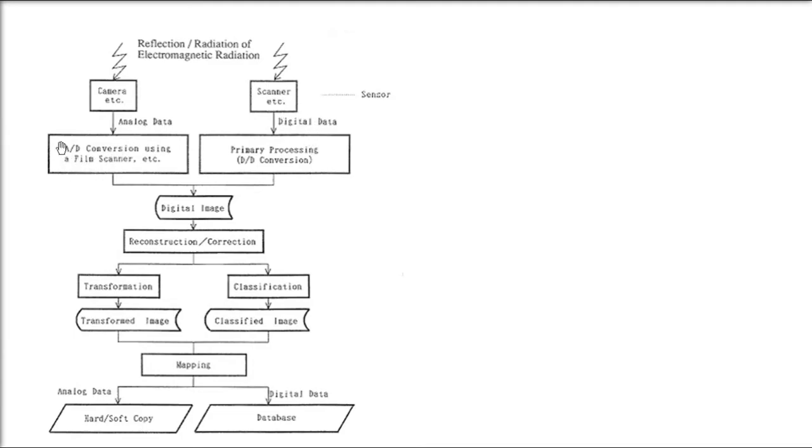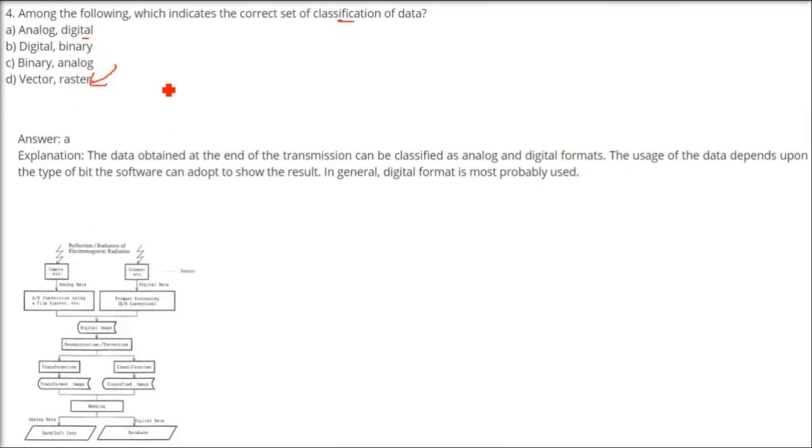So analog data and digital data is the first set of classification, and after that you can have multiple classifications, as I said, raster, vector, and binary, hexadecimal, or whichever form you want. But the initial start is analog and digital. The answer is A. The data obtained at the end of the transmission can be classified as analog and digital formats.